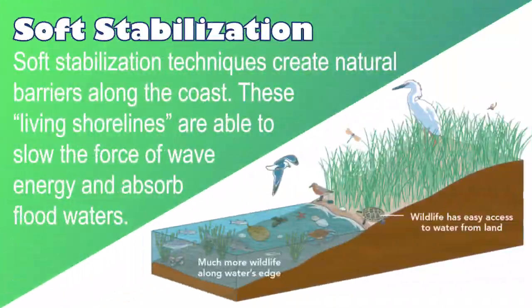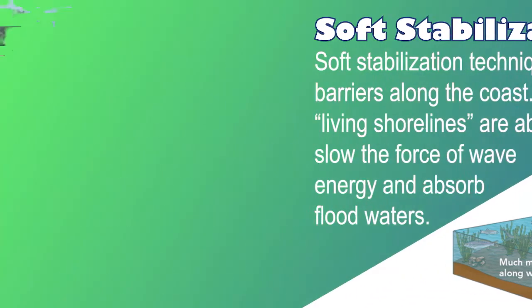The second solution type is soft stabilization. Soft stabilization techniques create natural barriers along the coast. These living shorelines are able to slow the force of wave energy and absorb floodwaters, unlike hardened shorelines, which can sometimes increase wave energy. Can you think of other benefits to these solutions?